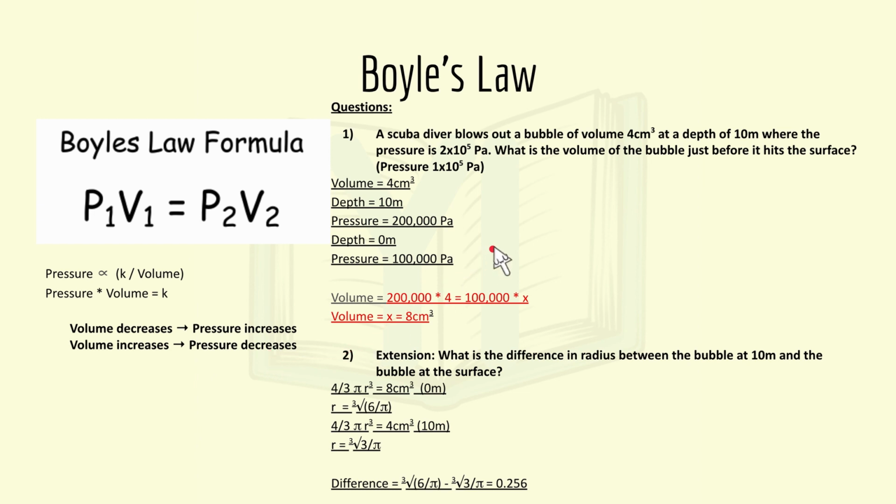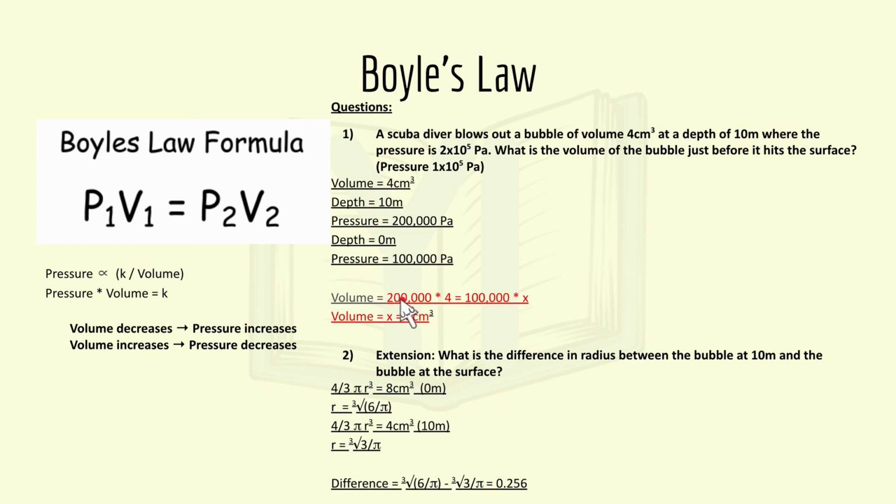And here's two questions at last. A scuba diver blows up a bubble of volume 4 cm3 at a depth of 10 meters, where the pressure is 2 times 10 to the power 5 pascals. What is the volume of the bubble just before it hits the surface? And the surface pressure is 1 times 10 to the power 5 pascals. And we know that volume is 4 cm3 and depth is 10 meters. The pressure is 200, which is this. And you can have a read for yourself at all the different things.